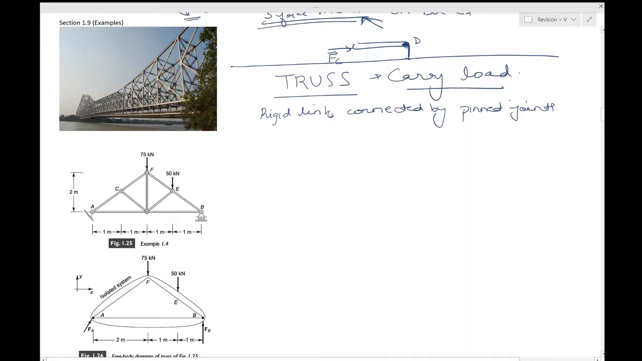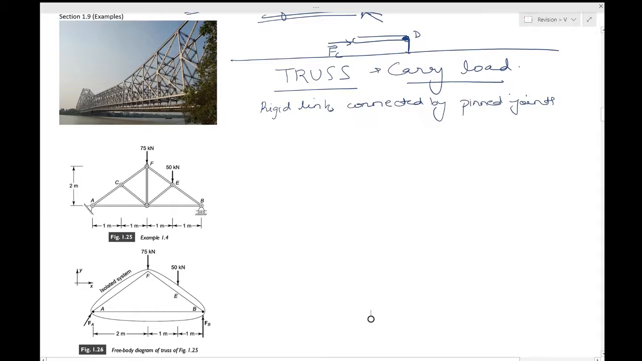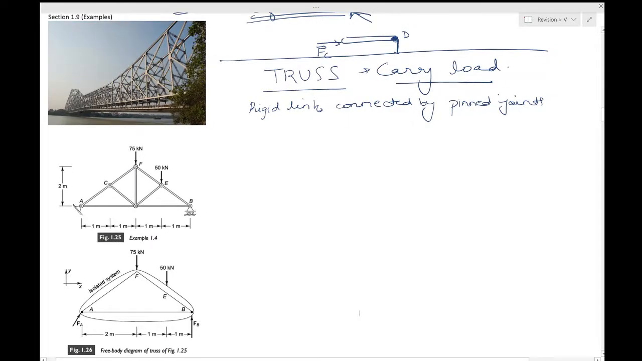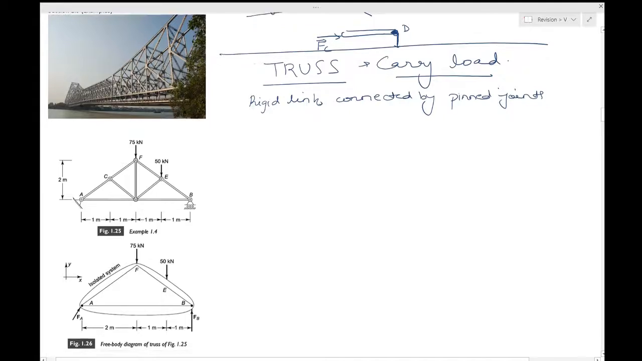Okay, so this is a truss structure problem, and as you see, the application of this problem is huge, and we are taking a simple example just to see how a truss problem is solved. Now the first part, to be able to find the reaction forces at A and B, what we do is we isolate the entire truss in the free body diagram.